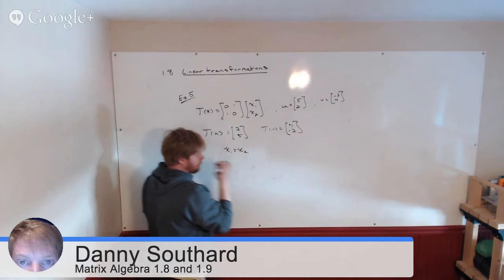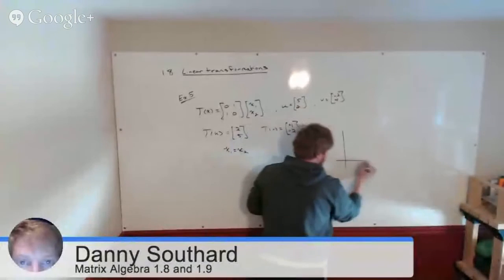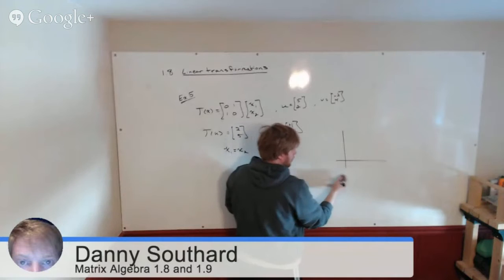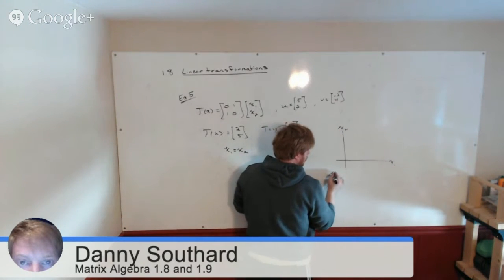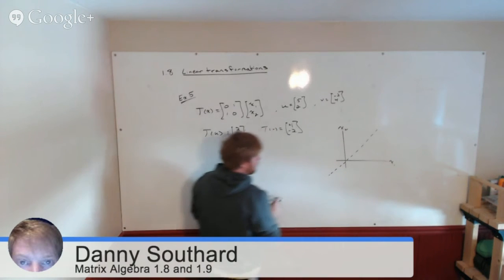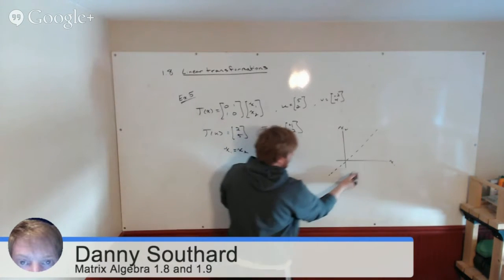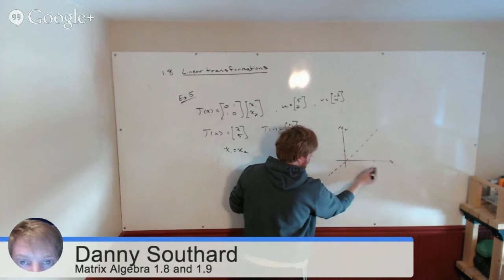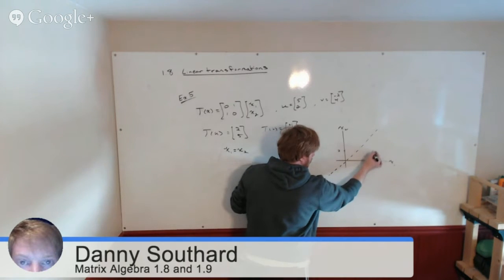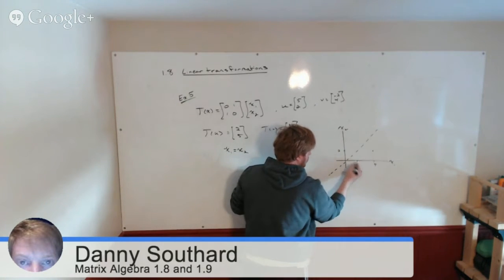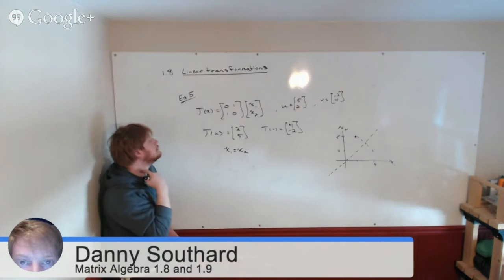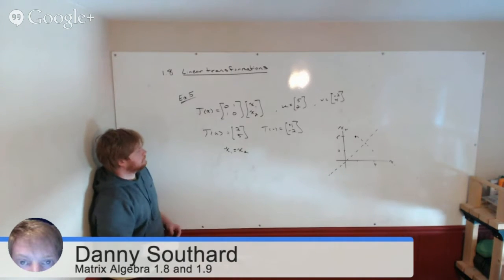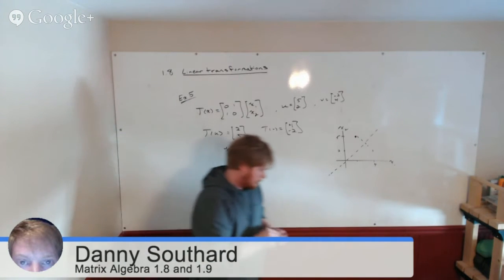Or if you want to think back to a coordinate plane, where this is my x1 and this is my x2, we're reflecting over the diagonal line. We're taking (5, 2) and flipping it to (2, 5). Okay.